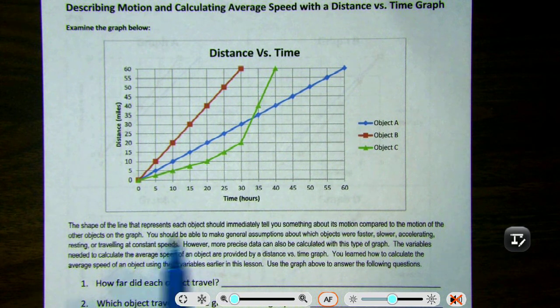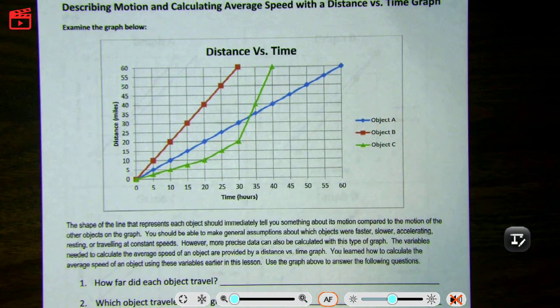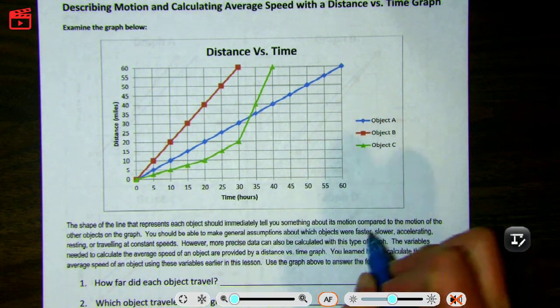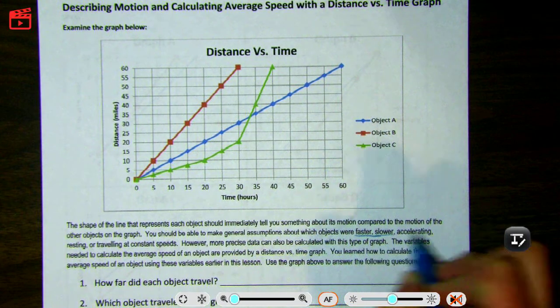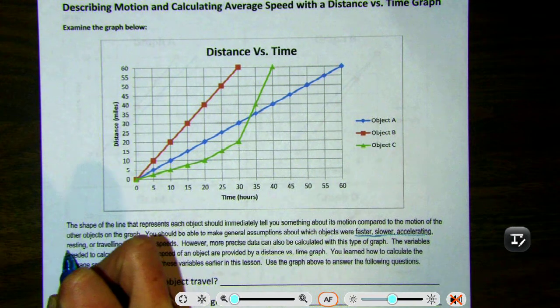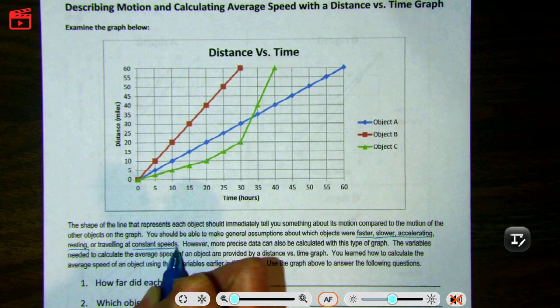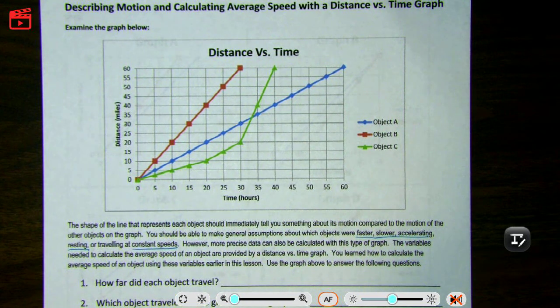It says the shape of the line that represents each object should immediately tell you something about its motion compared to the motion of the other objects. You should be able to make general assumptions about which objects were faster, slower, accelerating, resting, or traveling at a constant speed. However, more precise data can also be calculated with this type of graph.